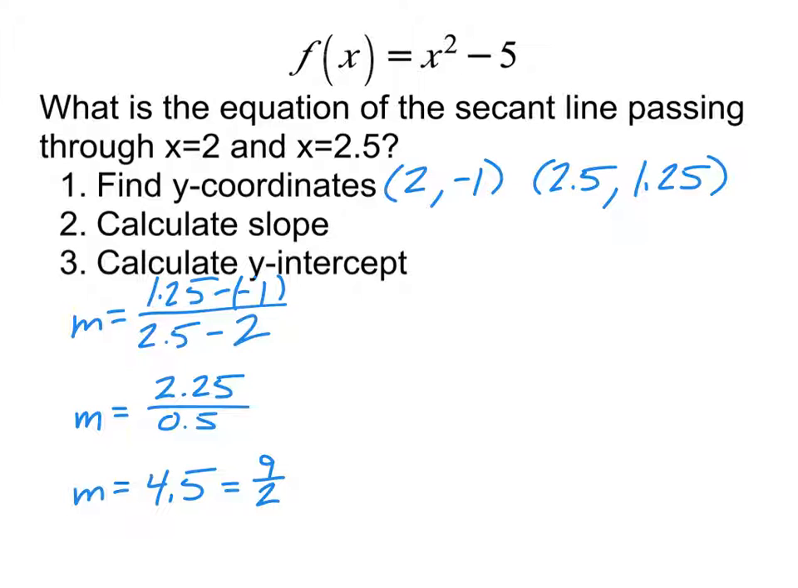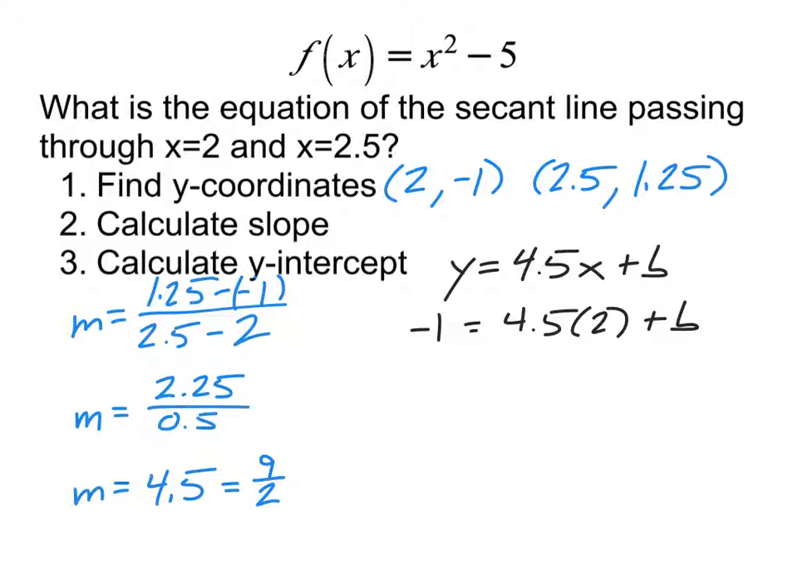All right, and then you just need to figure out what the y-intercept is. And again, I think most people are doing it by going y equals 4.5x plus b and plugging in a point. That works. So then that would be negative 1 equals 4.5 times 2 plus b. And so 4.5 times 2 gives me 9. Subtract the 9 from both sides, we get negative 10 equals b. Therefore, our final answer is y equals 4.5x minus 10.